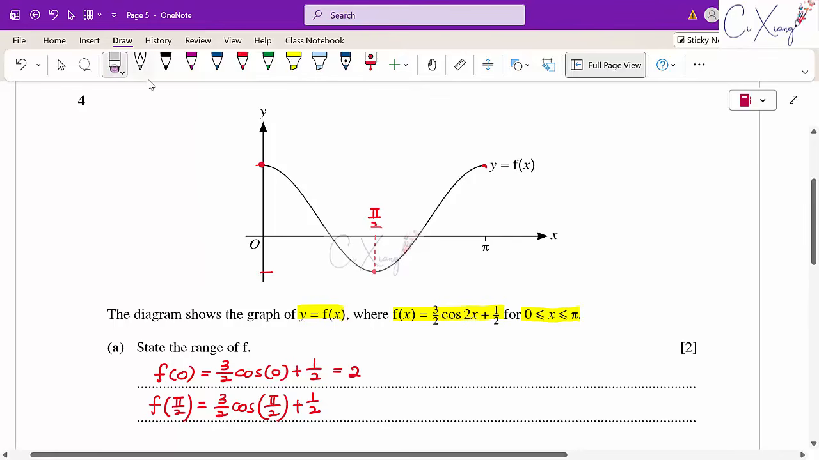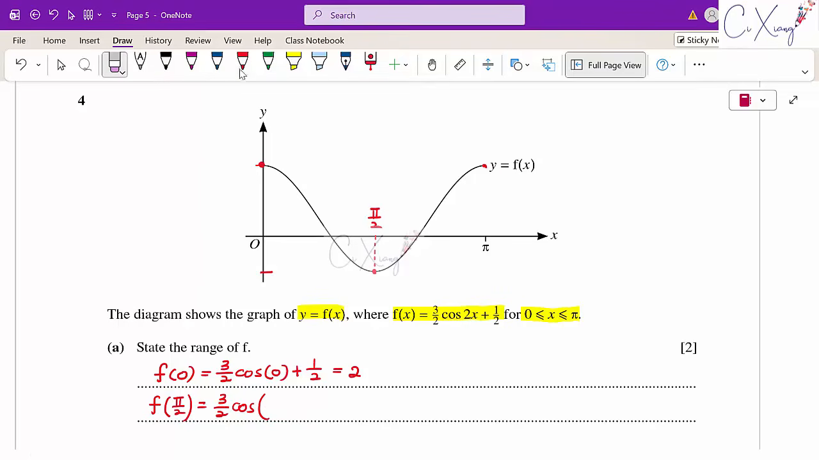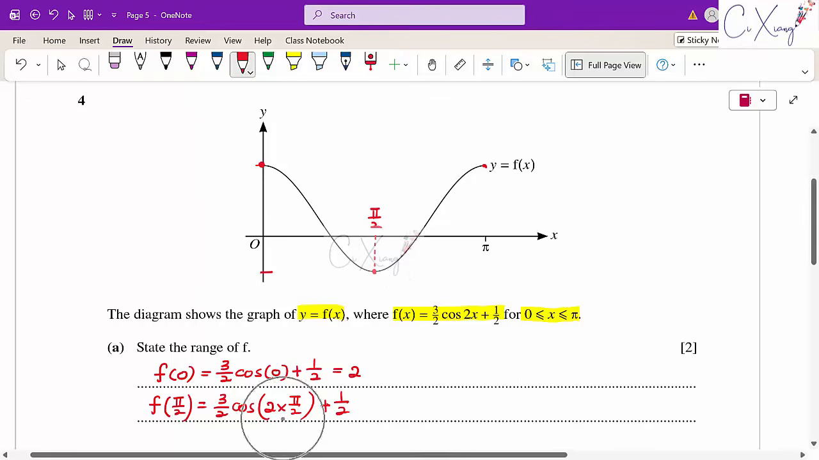Oh, sorry, I think I made a careless mistake, because they are asking for cos 2x. Therefore, cos 2x means cos of 2 times pi over 2. Sorry for that. That's why I felt the graph shows a negative value but I got a positive value. It was a careless mistake.